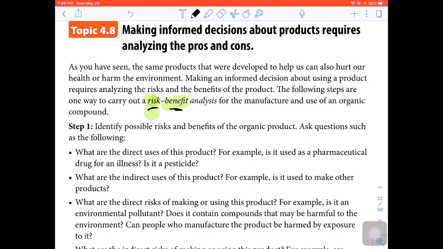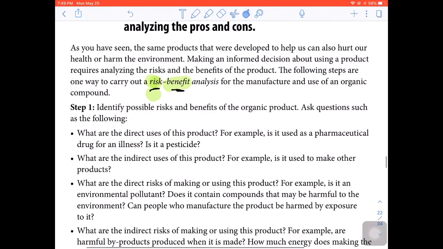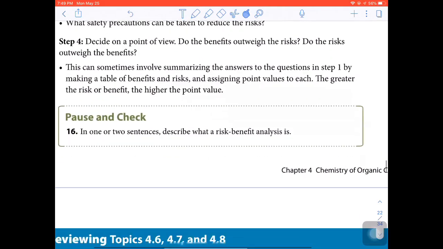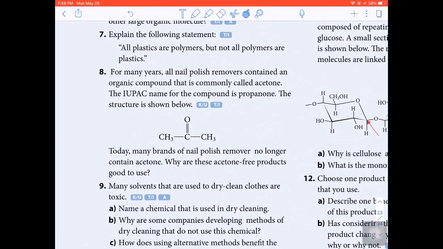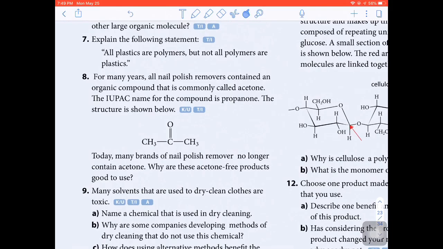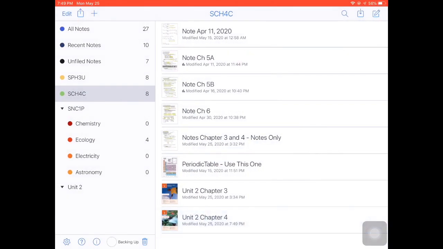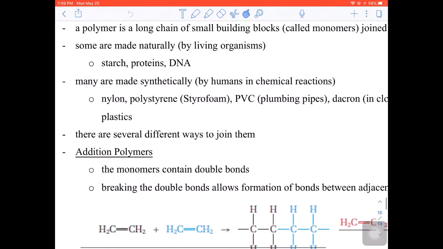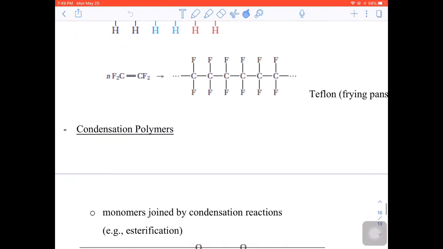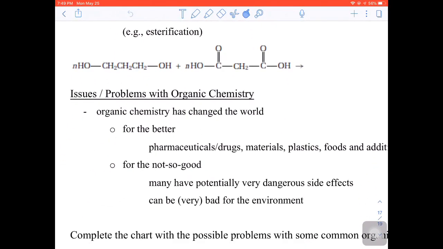All right, so as we're thinking about organic compounds, we need to be thinking about the risks associated with them, because they're not the safest molecules under the sun. Okay, so just to finish up then, we've talked today about addition polymers and condensation polymers. These are all in the note that I just talked about.